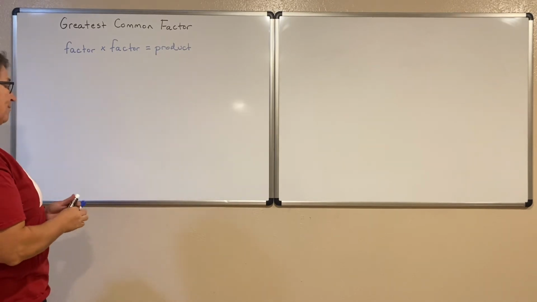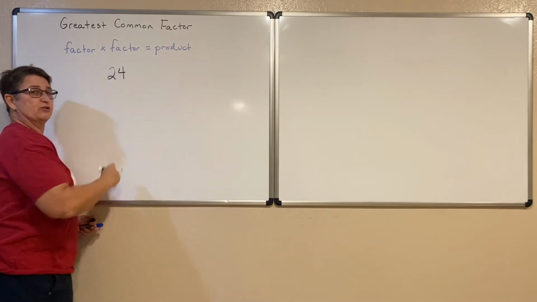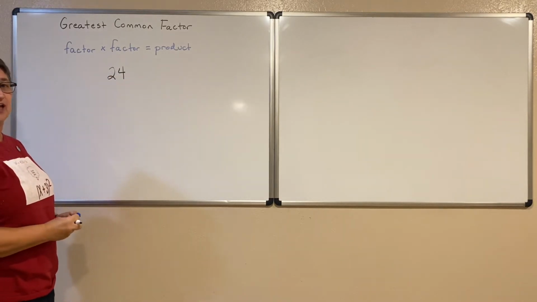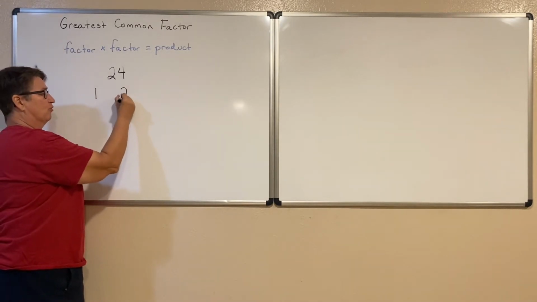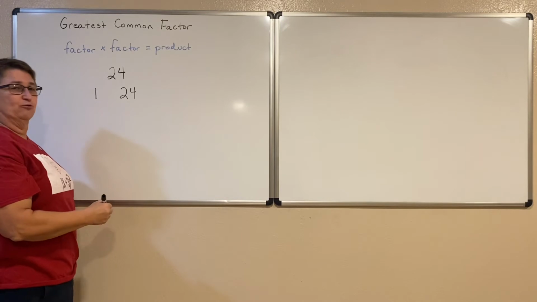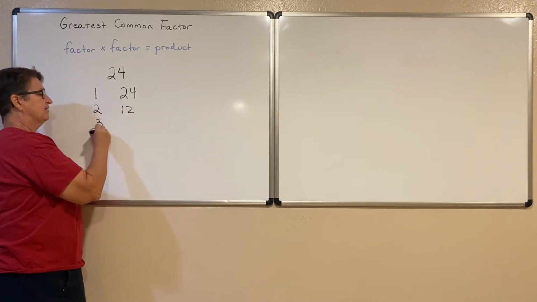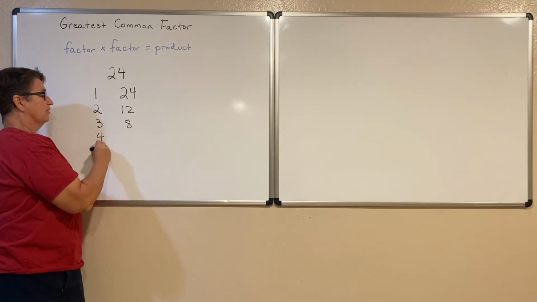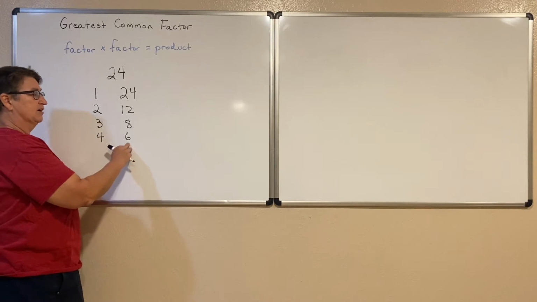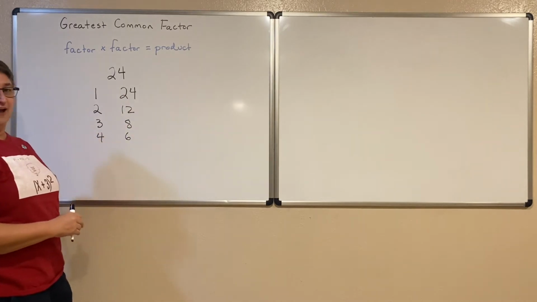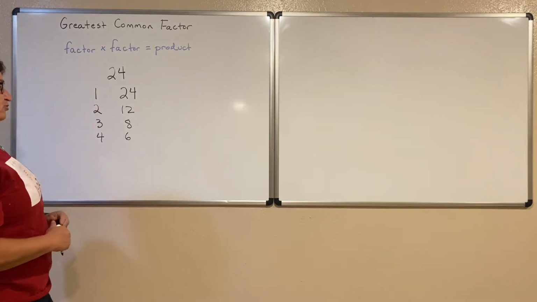So let's think about all the factors that make up 24. There's lots of numbers that I could multiply together to make 24. I could do 1 and 24, because 1 times 24 makes 24. 2 times 12, 3 times 8, 4 times 6, 5 doesn't go in there, but 6 does. Oh, we found all the factors of 24, all the whole number factors of 24.